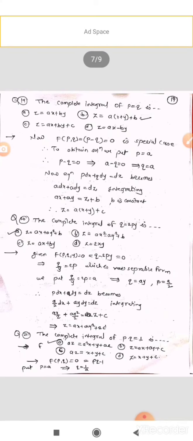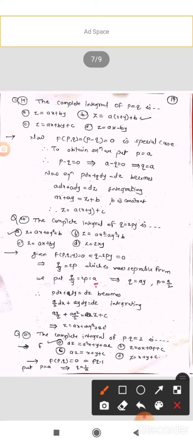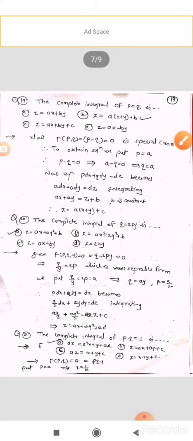Here g(y, q) is q upon y, and f(x, p) is 2p. Therefore substituting, it equals a. Then solving, q equals ay, p equals a upon 2. Then p dx plus q dy equals dz becomes ax upon 2 plus ay² upon 2 equals z plus c. Hence the solution is z equals ax plus ay² plus 2c. Now in the same way we can find the complete integral of p into q equals 1.